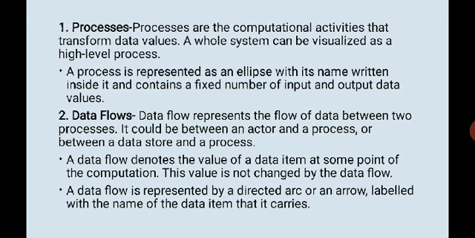A data flow denotes the value of a data item at some point of the computation. At that point, the value of that data is unchanged in a DFD. You cannot change it there. At some other point it might change, but at that particular location, for that particular process, it is fixed. It is represented by a directed arrow, or a directed arc, and it has a name on that arrow, just like a process contains its name.